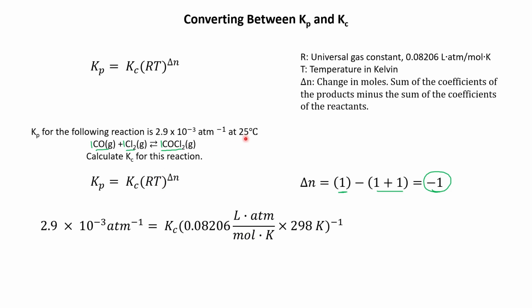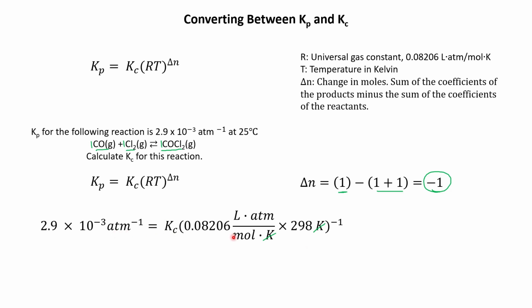My temperature is 25 degrees C, but that is in Celsius. We need it in Kelvin. Thankfully, that's an easy conversion. That is 298 Kelvin. Again, it's important that your units cancel here, which is why we cannot be in Celsius. And finally, I'm going to raise this quantity to the delta N, or the -1 in my case. It is important that you put your parentheses in the right place, so do not include this Kc in your parentheses. That is raised to your delta N.